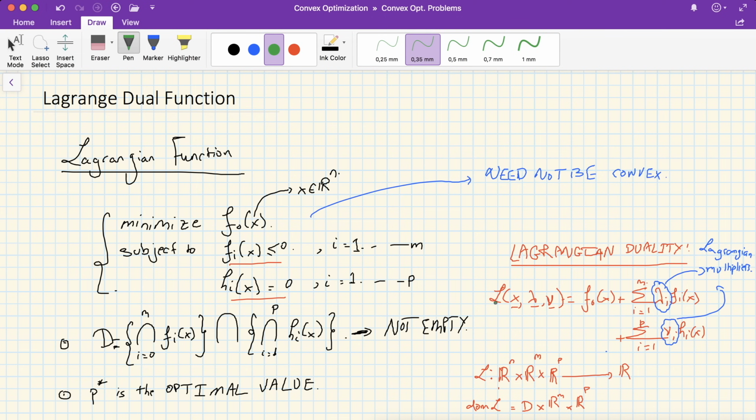The vectors lambda and nu are called the dual Lagrange multiplier vectors. We could also refer to them as dual variables because we created those variables when we augmented the constraints. So that's about it on the Lagrangian function. It's just a linear combination of all associated functions in the problem.